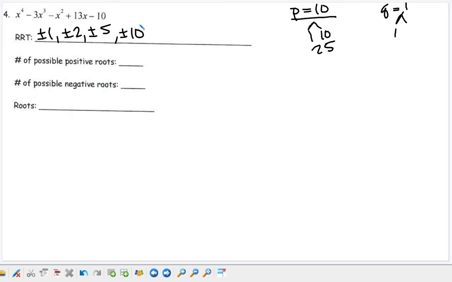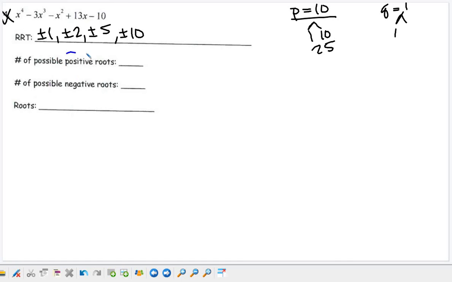Not sure what happened. This is also a typo. So we're just going to do possible positive and negatives. I'm not sure what I did in the note packet, but this one is going to have one irrational root and the rest are going to be imaginary. So that's not enough for you to figure this out just yet. So we're just going to do Descartes.